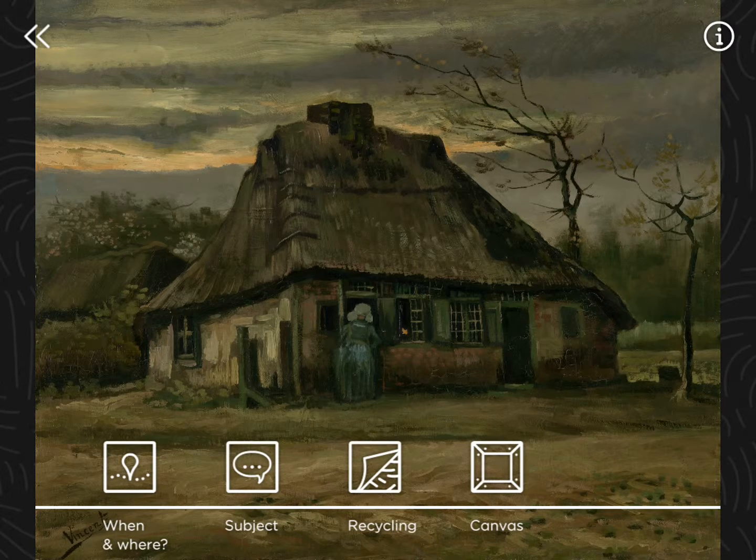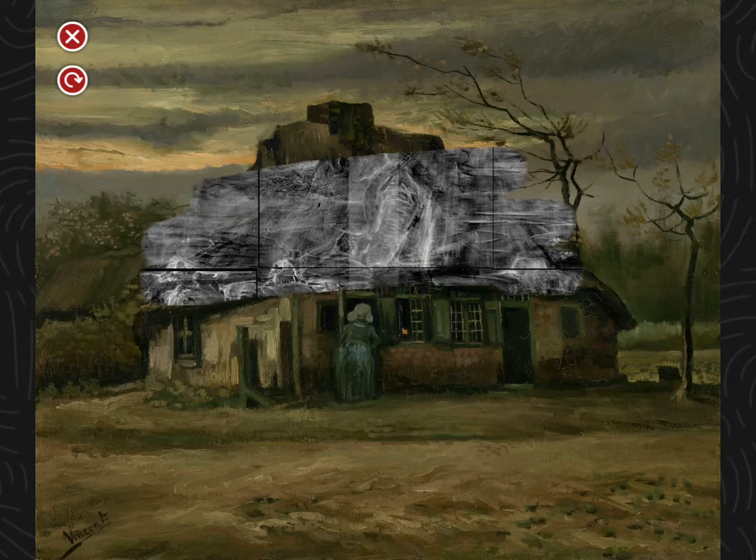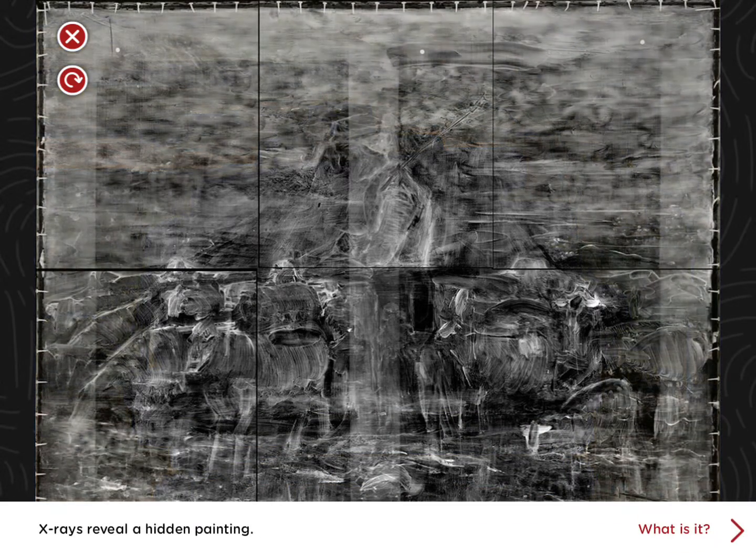So you've got where and when down at the bottom. If they go away, just tap on the screen again, they'll come right back. Subject, recycling, and canvas. Let's try recycling. This is one of my favorite things that this app does. You can rub the screen and it's like an x-ray, and it shows you what is underneath the painting.